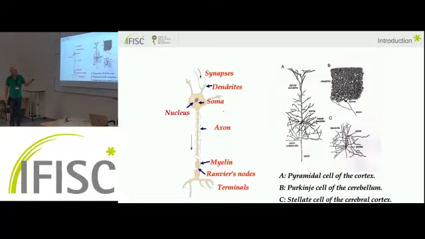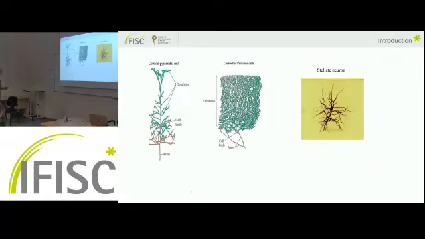This one is a stellate cell, where axons and dendrites are mixed. You see, they are all together. You have the soma in the middle, and they have a stellar shape, where dendrites and axons are mixed. So these are only three examples, but there are many, many more.